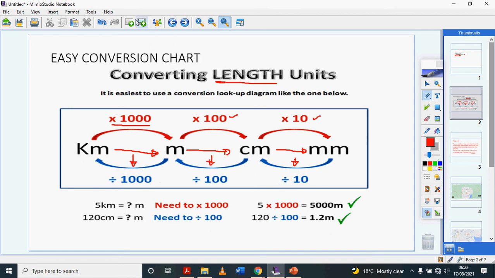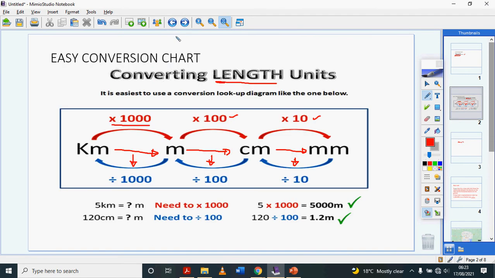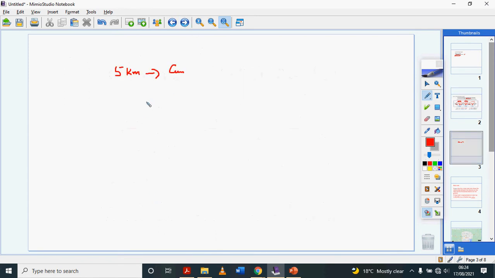For example, if I want to change 5 kilometers to centimeters, what do I have to do? I want to go from kilometers to centimeters. So I'll multiply by 1,000, and then I'll multiply by 100. So that's 100,000. So my answer would just be 500,000 centimeters.